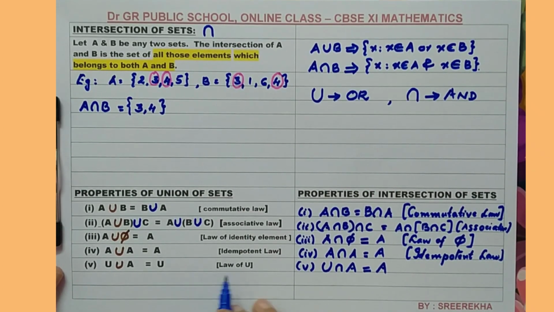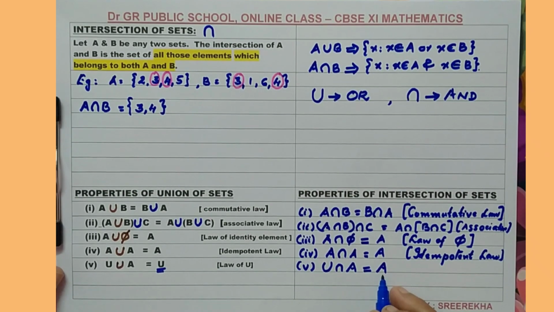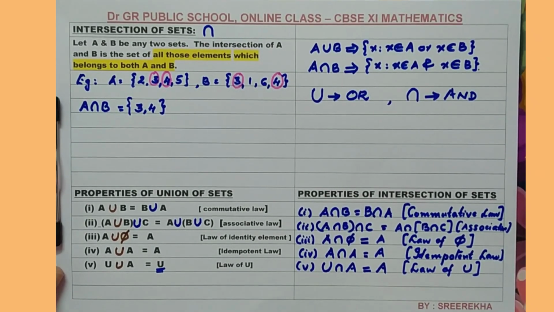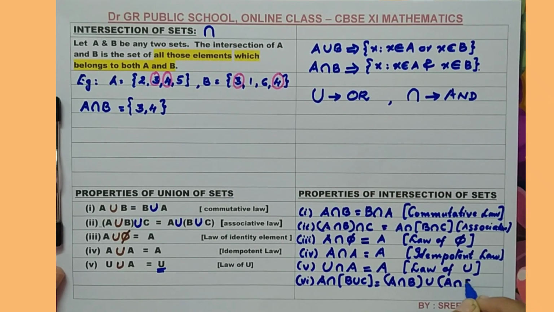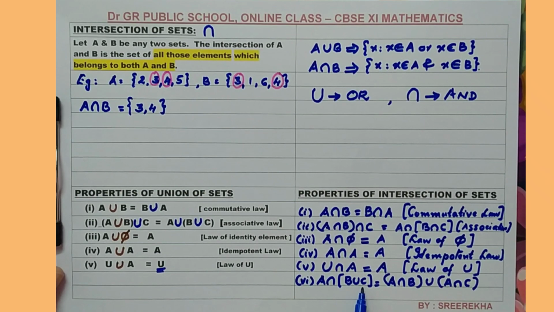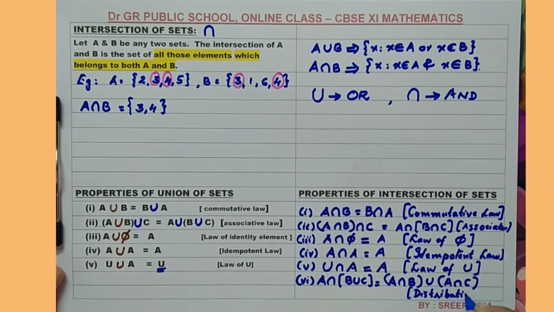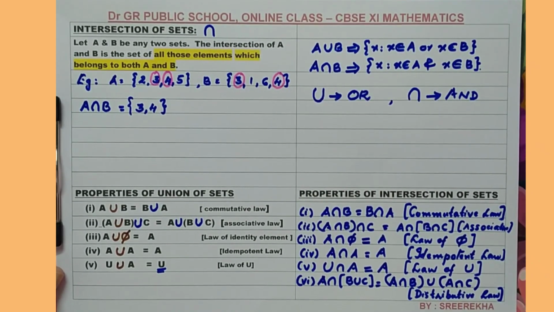Remember, the law of universal set in the case of union is universal set union A equals the universal set. Here, universal set intersection A equals A itself, the law of universal set in the case of intersection. Now, one more additional property you need to study. The sixth property: A intersection (B union C) can be distributed as (A intersection B) union (A intersection C). This property is called the distributive law. So these are the properties you need to remember in the case of intersection of sets.